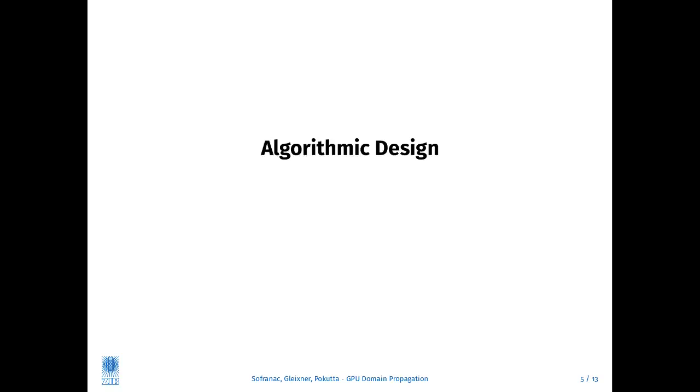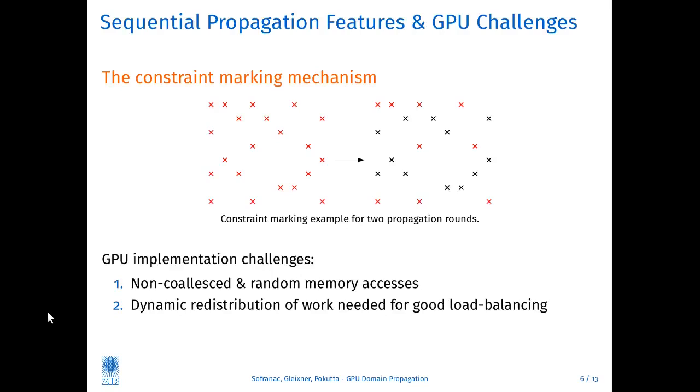I will now talk about some of the features of the sequential implementation of the propagation algorithm and the challenges that these pose for efficient GPU implementation. Let's first look into a feature called constraint marking. This allows the solver to mark constraints which can possibly lead to new bound changes and disregard the rest. This is based on the fact that from one iteration to another, only those constraints that contain a variable whose bounds have changed can possibly lead to a new bound change.